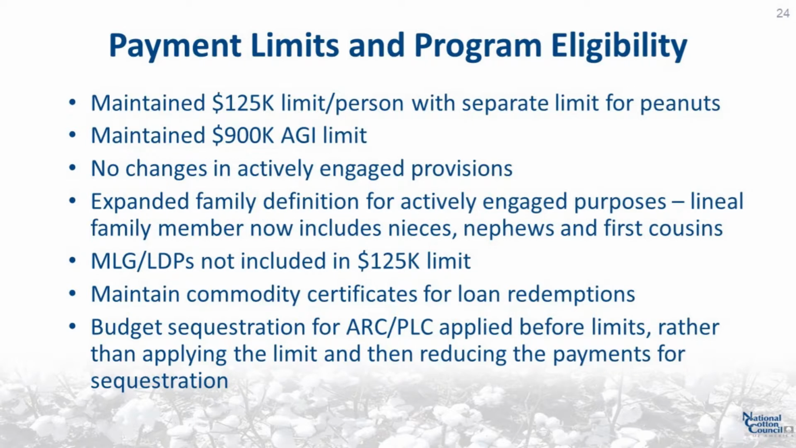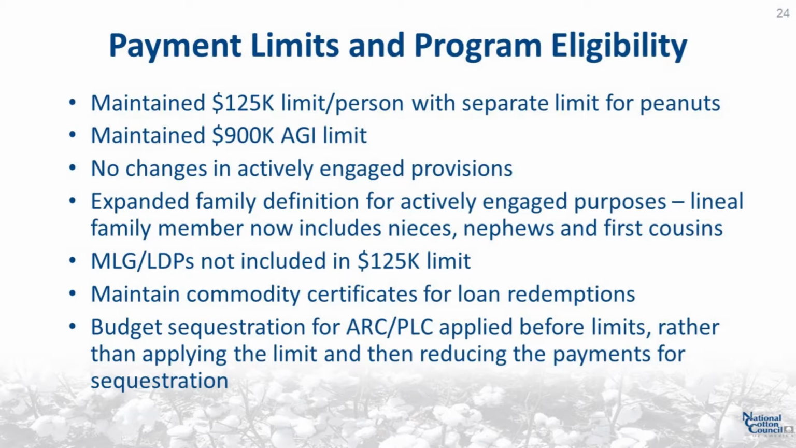I will now cover the 2018 Farm Bill provisions related to payment limits and program eligibility. The 2018 Farm Bill maintains the $125,000 limit per person or entity and continues the separate payment limit for peanuts. The $900,000 average gross income, or AGI, limit is also maintained.